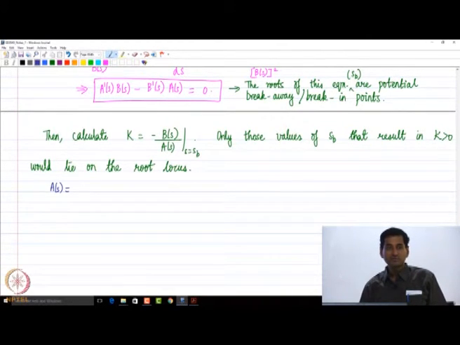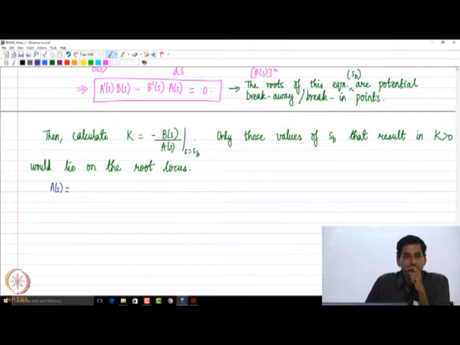Maybe for those who are interested, I will give you a reference where you can look at the general proof. We are not proving the results, we are only taking the results directly. I am only giving an intuitive understanding of each of these steps. The whole step 4 is to check if there is a breakaway or break-in point, because it's not a general property of the root locus. You may have one, you may not. Only when we have repeating closed loop poles do we have one.